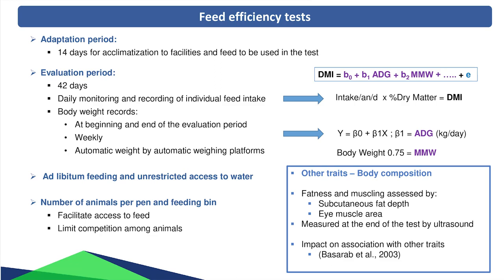Usually, they are measured at the end of the test, and it could improve the estimation of residual feed intake. Sometimes they are not very significant within the equation, but the prediction of residual feed intake can improve anyway. Something that has been proposed, for example, for beef cattle, is the use of intramuscular fat and subcutaneous fat by ultrasound in the equation, because it has a positive or favorable effect on the estimation of the correlations of residual feed intake with other traits, and I'm going to mention that later.